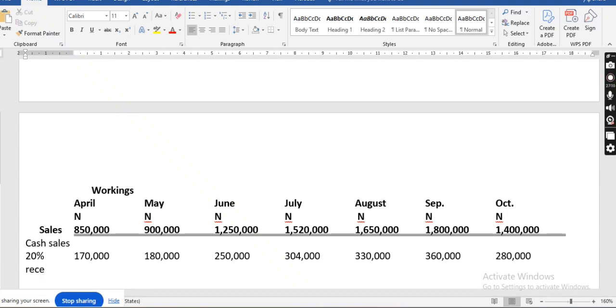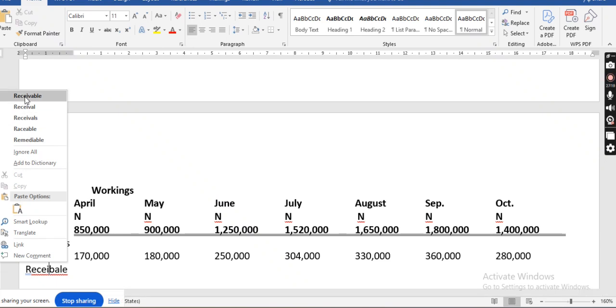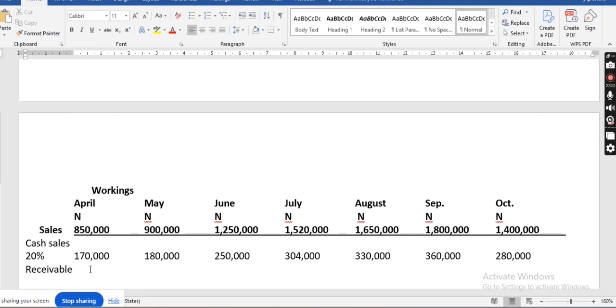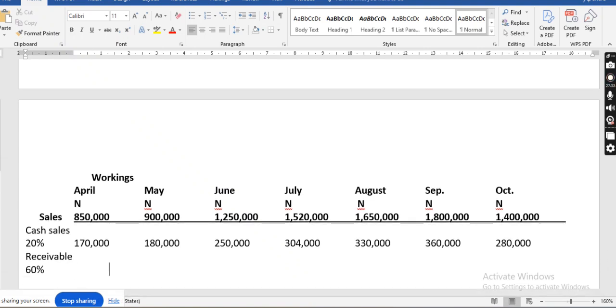Your receivable will be 60%. That is 30 days. You can put it or you can just leave it. Now, what is the 60% of April? 510.